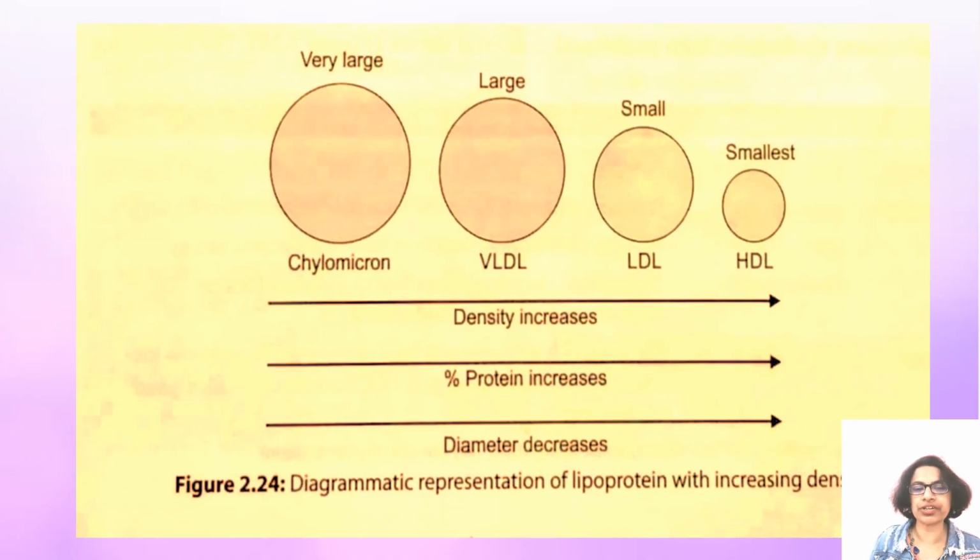Now you can see this diagrammatic representation of lipoproteins with increasing densities. Here chylomicron is a very large particle, VLDL is a large one, LDL is smaller, and HDL is the smallest. So as density increases, the percentage of protein increases and the diameter decreases.